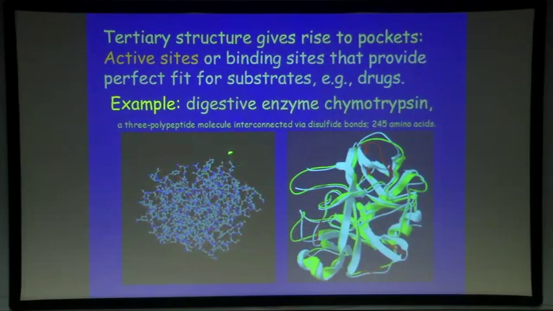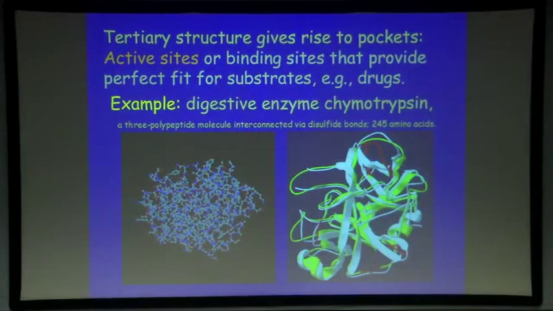And tertiary structures also, by all this coiling and arrangement, give rise to these pockets that are typical of enzymes. So here's a digestive enzyme called chymotrypsin. It's made of 3 polypeptide strands, 245 amino acids, and they coil up to make what looks like a completely indecipherable array. One can blow this up, and you can see the individual amino acids coiling up, making hydrogen bonds, and all that kind of stuff.